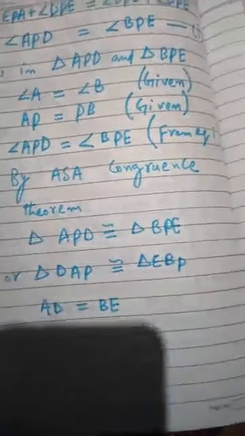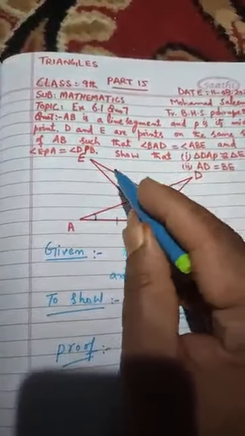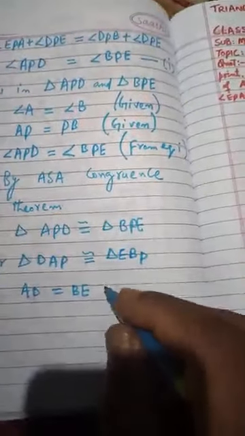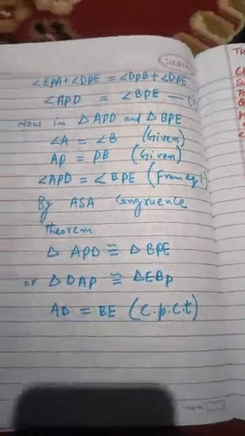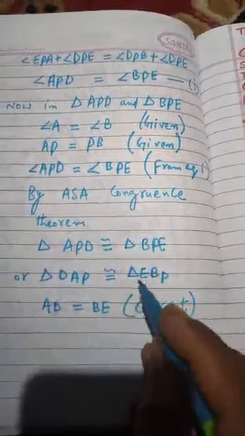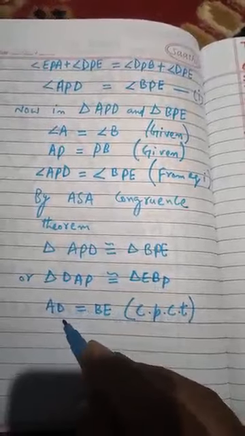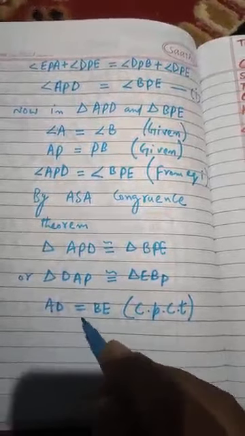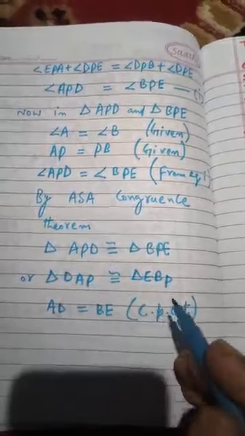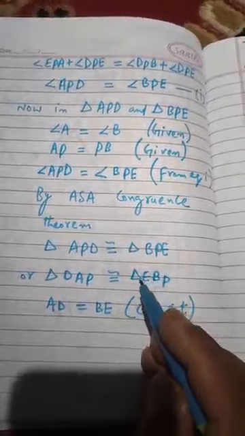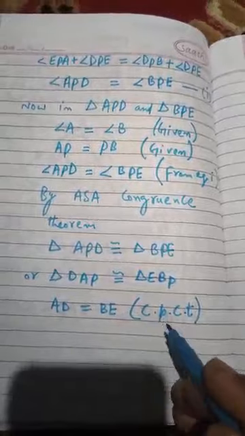AD is equal to BE because of CPCT. Okay, two things were to be shown: first, that these two triangles are congruent, which has been proved. Then we had to prove another part, that AD is equal to BE, which has also been proved. AD is one of the sides of triangle DAP and BE is one of the sides of triangle EBP. So we have these two sides equal because of CPCT.